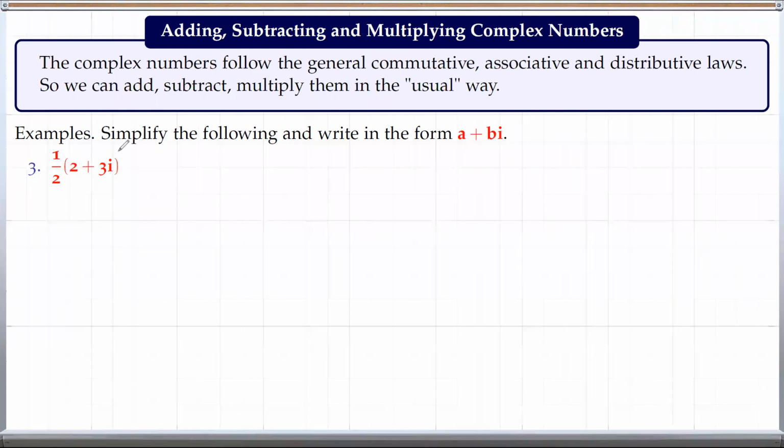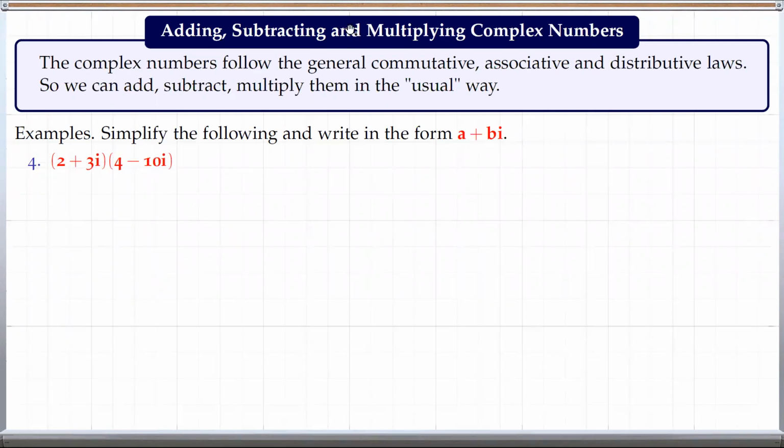We are multiplying this complex number by 1/2 this time. So we can simply distribute this 1/2 to both of these terms here, 2 and 3i. So 1/2 times 2 plus, next we have 1/2 times 3i. So 1/2 times 2 is 1 plus, and that part is 3/2i.